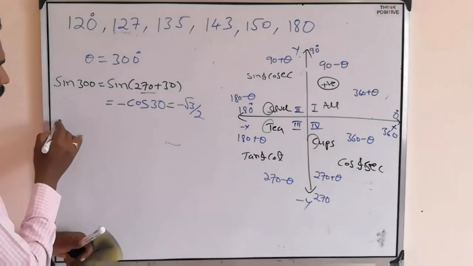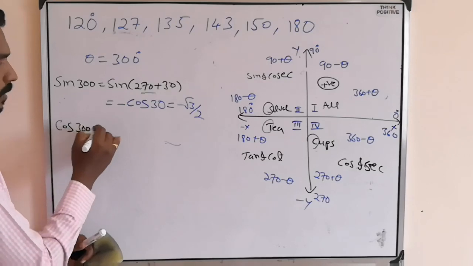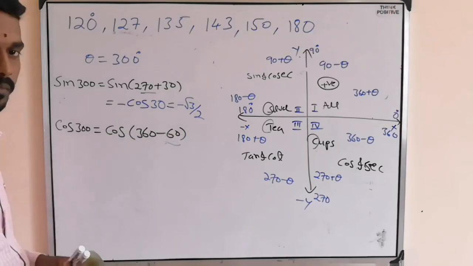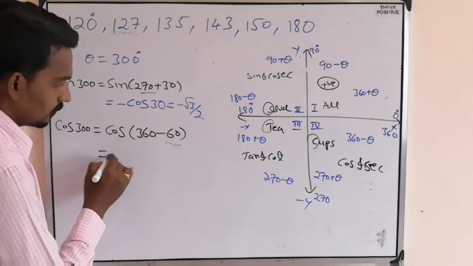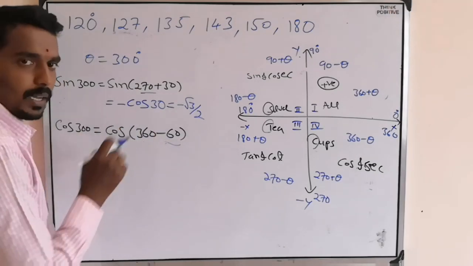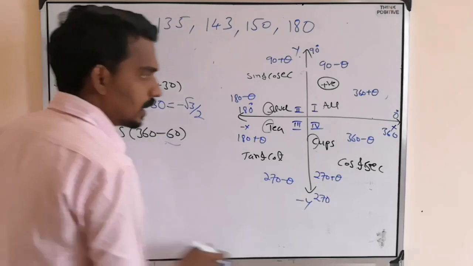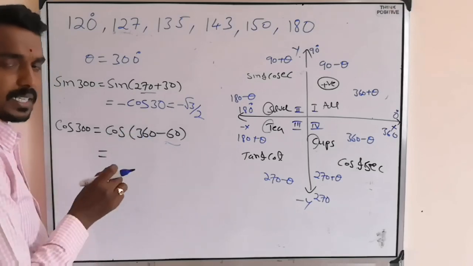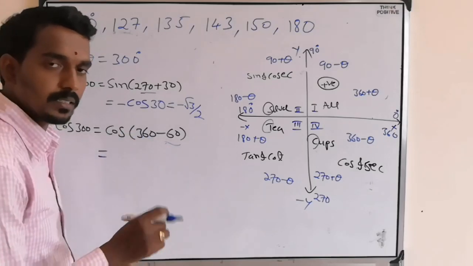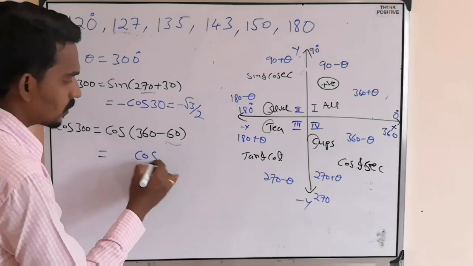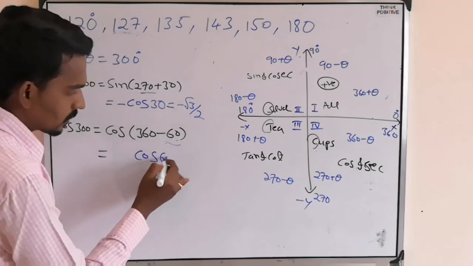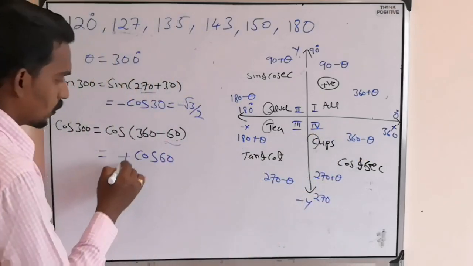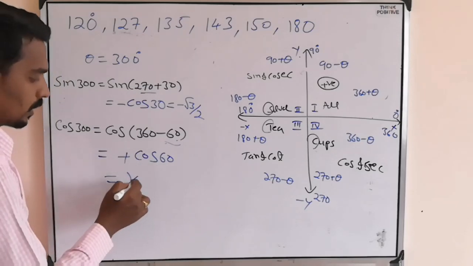Right? Now, you take cos value. Cos 300, suppose you have written 360 minus 60. I have written 360 minus theta. Still, it is in fourth region only. And 360 plus or minus or 180 plus or minus means function remains same. So cos remains cos, and theta is 60. 360 minus theta, fourth region, cos is positive, so positive. Cos 60 is 1 by 2.